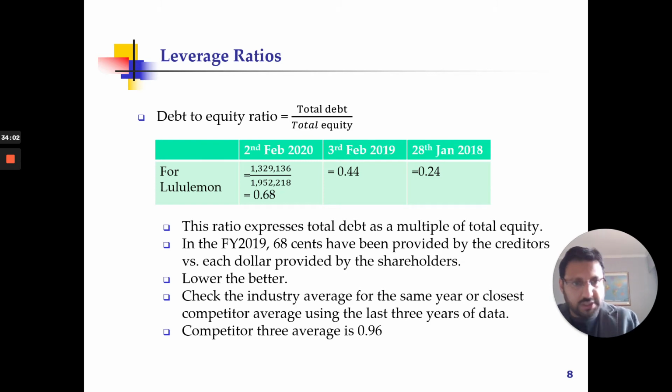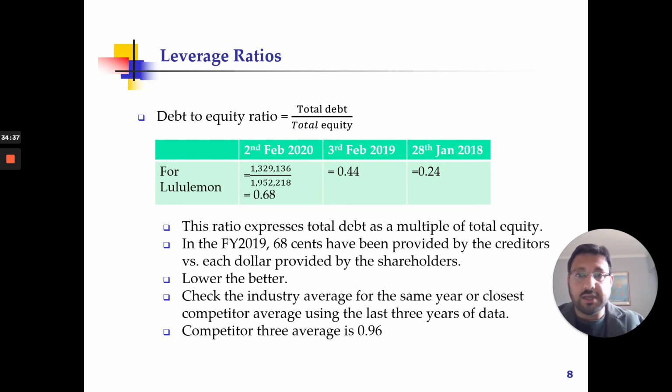Again, in all these ratios, you need to see what the industry ratio is and try to remain close to it. If the industry ratio for the same year is not available, then use the average of the last 3 years data for the closest competitor. For my competitor, I found an average of 0.96, and I used Under Armour as the competitor for Lululemon. Again, for this number, lower is better.